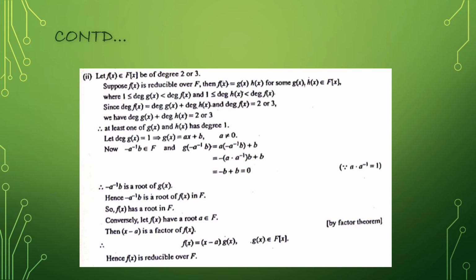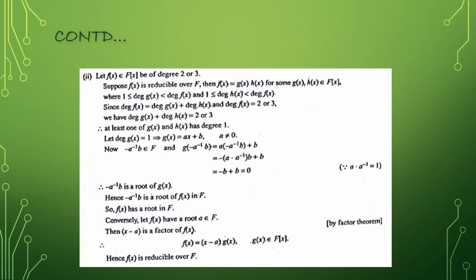So what do I do? Let me consider g(x) of degree 1. So g(x) is ax plus b, where a is not equal to 0. Now minus a inverse of b belongs to the field, you know that. So operating on g, in place of x substitute minus a inverse of b. Multiplying this a inside, a inverse will give the identity element, and the identity element with b will give you b, so minus b plus b will give you 0. So minus a inverse of b is the root of g(x). Hence minus a inverse b is the root of f(x) in F. So f has a root in F.